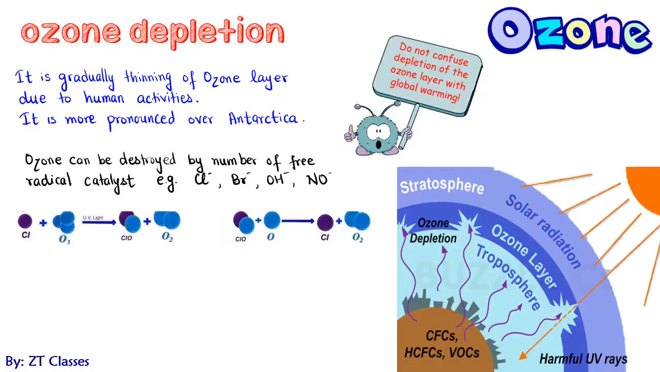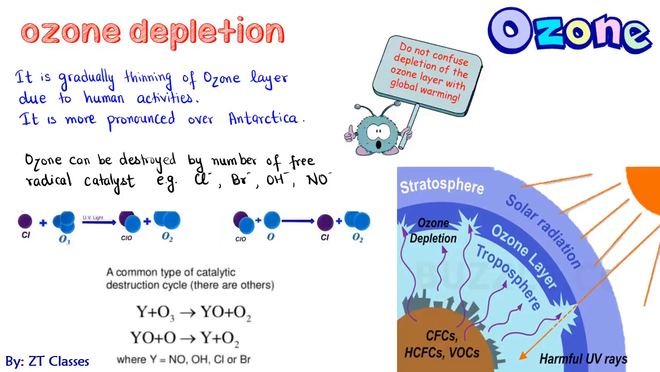So the general reaction for each radical catalyst can be taken where Y represents the radicals chlorine, bromine, hydroxyl, nitric oxide, and they can react with an ozone molecule and split it into oxygen molecules. And if you see, these free radicals are again available, so they are acting as catalysts, and each free radical can damage thousands of ozone molecules.